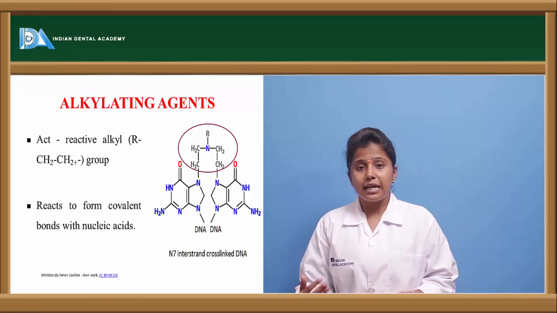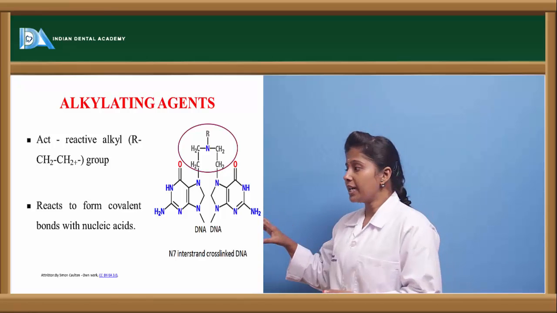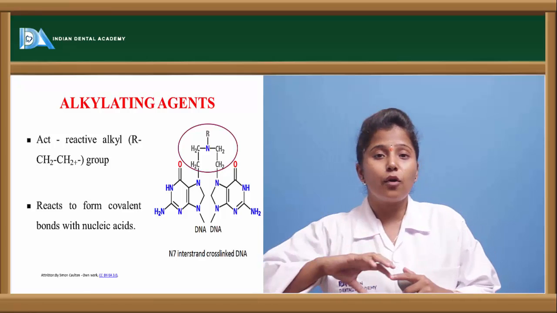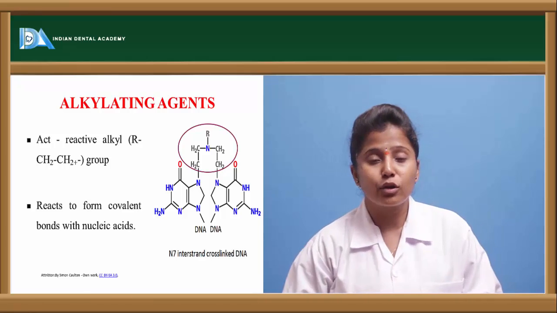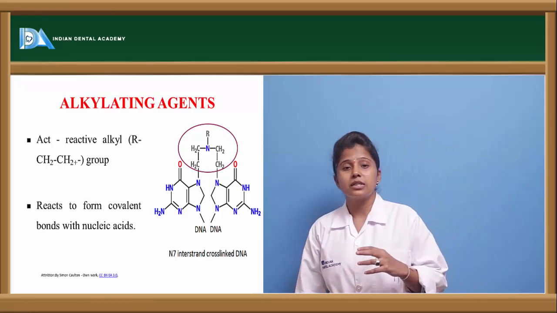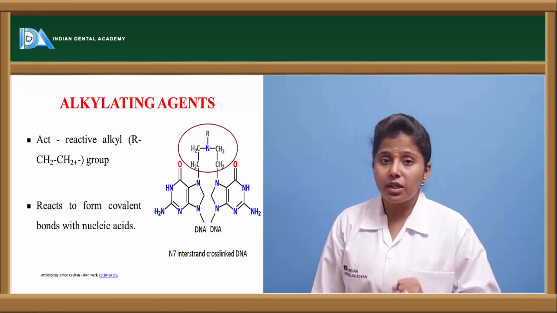What do these alkylating agents do? Once they enter the body, they react with the nucleic acids of the cancerous cells. They form some intermediate compounds by reacting with the nucleic acids present in the cancerous cells, and thereby they prevent the growth.